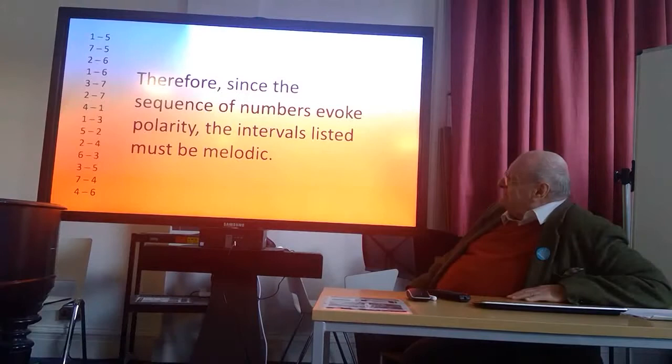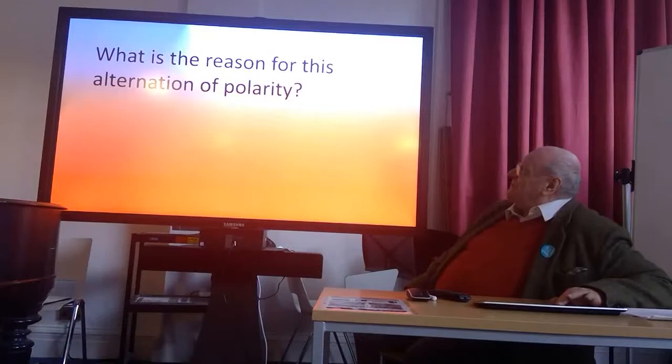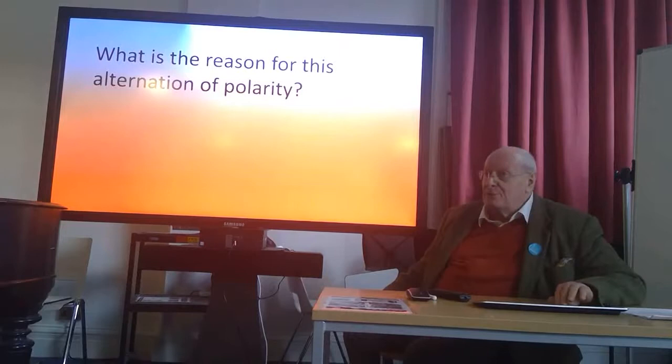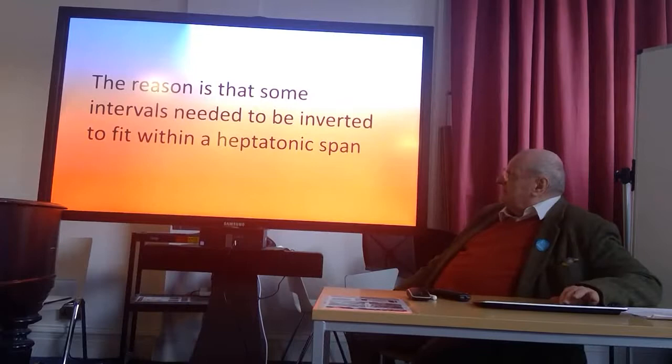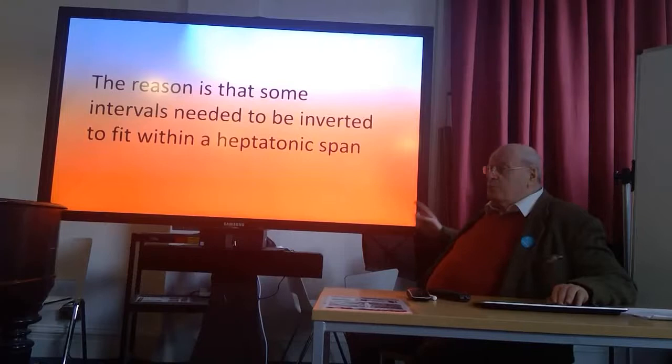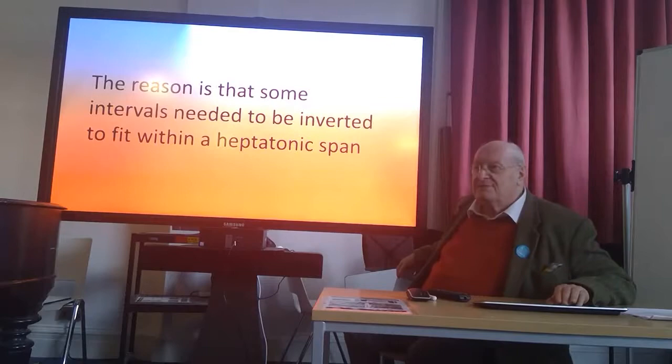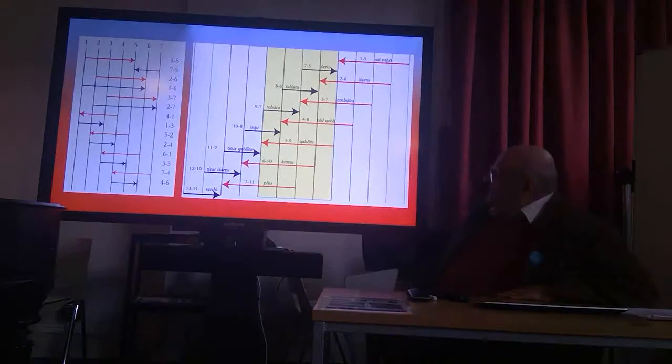What is the reason for this alternation of polarity? Because there must be a reason. If I tell you about polarity, there must be a reason for it. The reason is that some of the intervals, and this is what is important, needed to be inverted to fit within a Hamiltonian span. And this is why we have this odd series of numbers. Here is the original numbering, and if you transpose them to a proper order, you have a well-organized system. This is the reason for inversion of polarity.